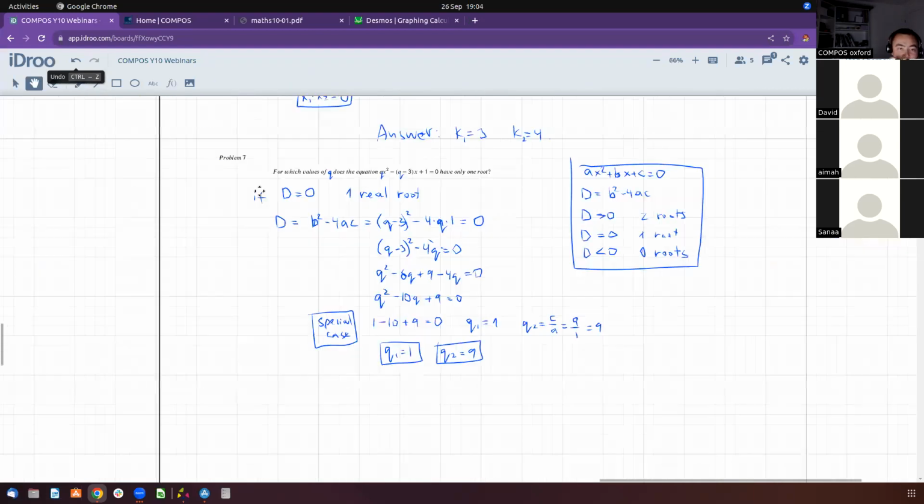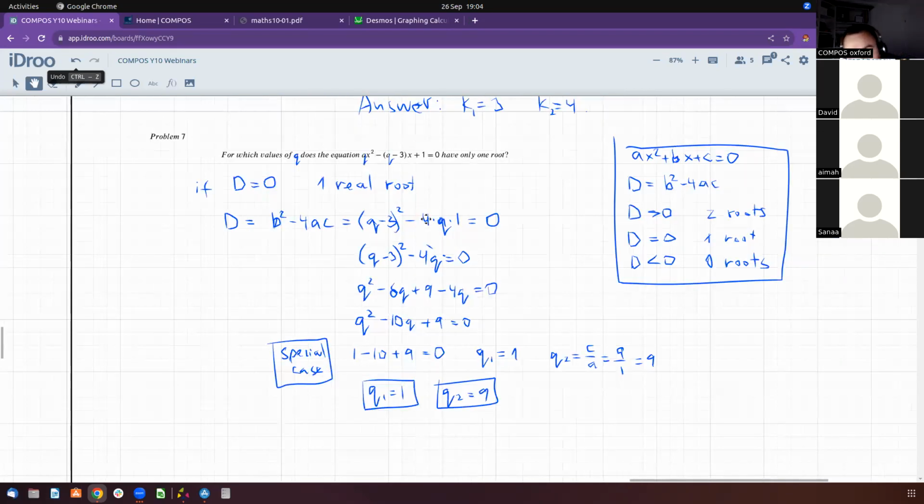Now, this is all beautiful, with one exception. And it's a very subtle catch. We say there's one root if the discriminant is 0. But only quadratic equations have a discriminant. We say a quadratic equation has one root if the discriminant is 0. But the equation has to be quadratic in the first place.